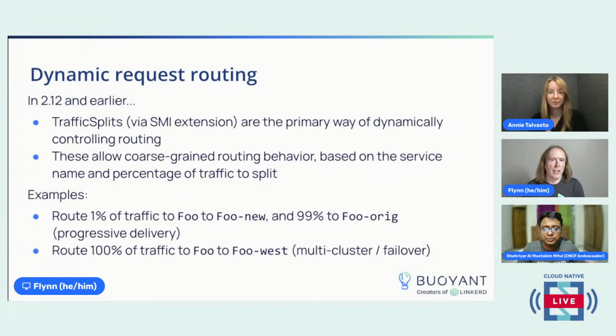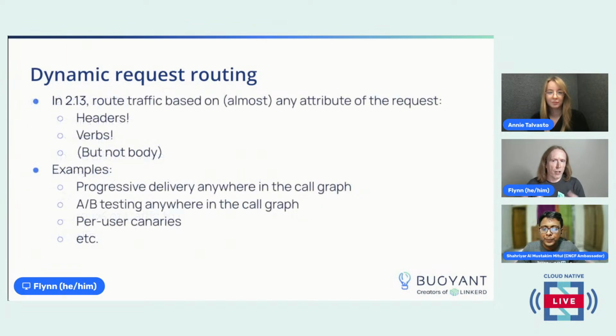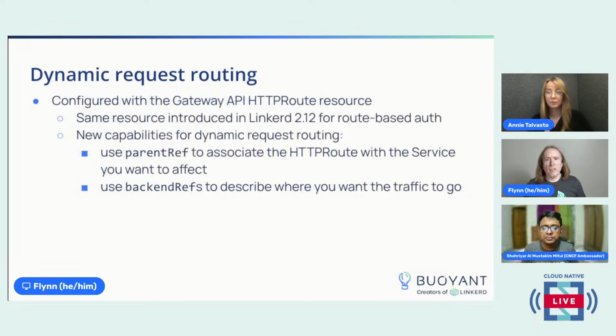The point of dynamic request routing in 2.13 is that you can route on many, many more things like HTTP headers or the verbs. You cannot route on bodies because that would be weird. But this permits you to do a bunch of really interesting things like progressive delivery anywhere in the call graph instead of right at the edge where the ingress can control it. Likewise, you can do A/B testing deep in the call graph or per user canaries or whatever. There's a lot of really interesting things you can do with this. These are configured with the Gateway API HTTP route resource, so no longer with the SMI traffic split.